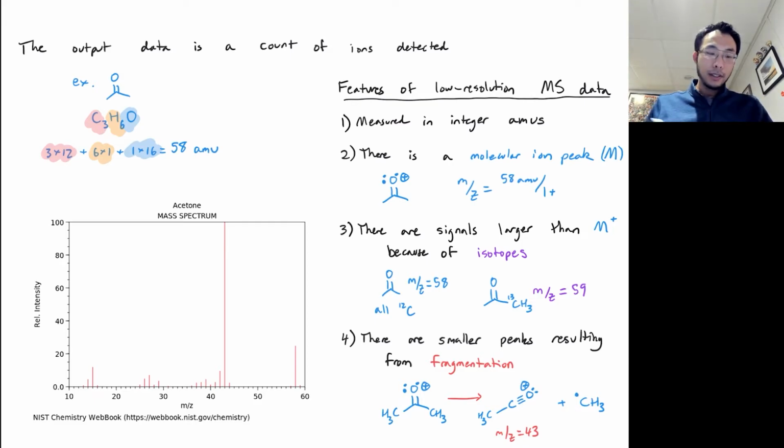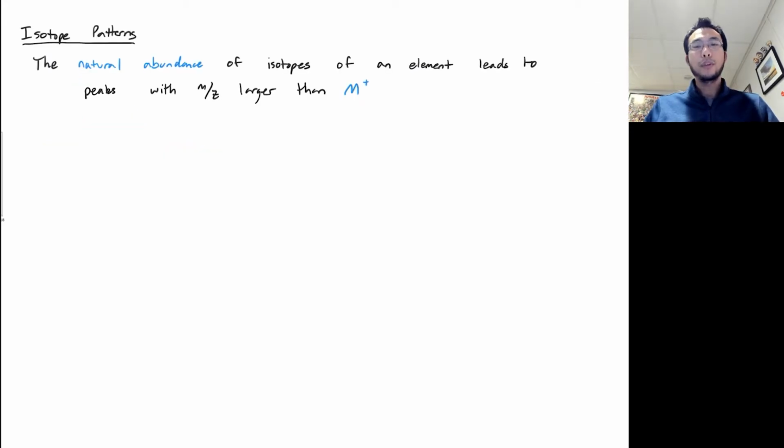And so given some mass spec data, we can piece together these various components to try to figure out a chemical formula. So for now, we will focus on just the isotope patterns. We will in a future video look at fragmentation as it relates to mass spec. So again, the natural abundance of isotopes for all elements leads to the appearance of multiple signals, not just one single signal for the molecular ion.